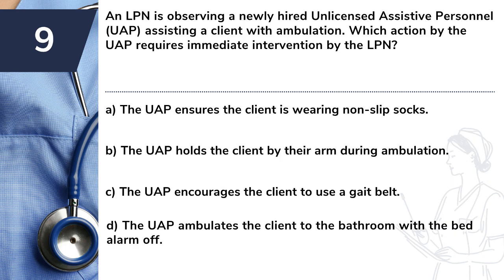Question 9. An LPN is observing a newly hired unlicensed assistive personnel, UAP, assisting a client with ambulation. Which action by the UAP requires immediate intervention by the LPN? A. The UAP ensures the client is wearing non-slip socks. B. The UAP holds the client by their arm during ambulation. C. The UAP encourages the client to use a gait belt. D. The UAP ambulates the client to the bathroom with the bed alarm off.